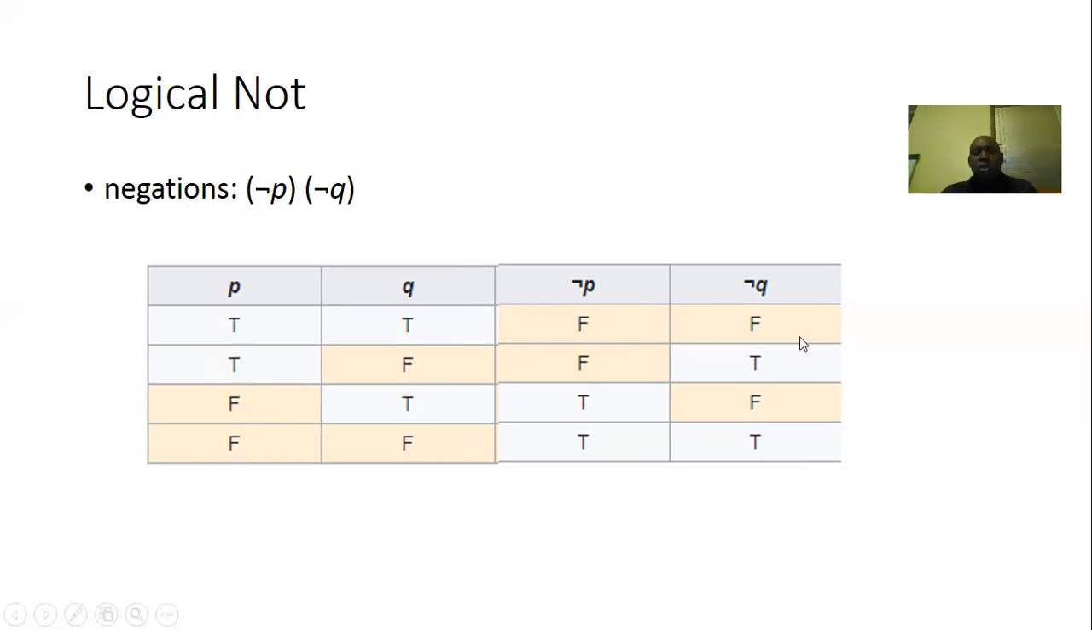If Q is true, the result of not Q is false. If Q is false, the result of not Q is true.